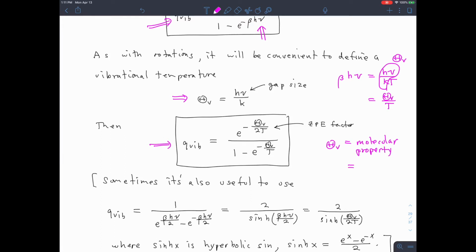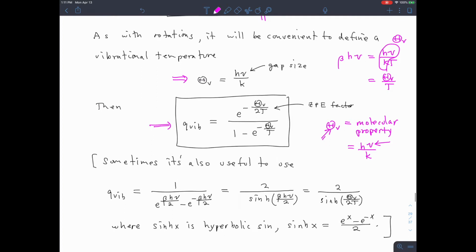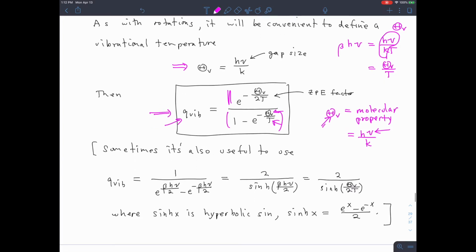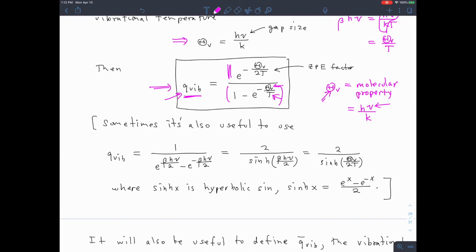It depends on the fundamental vibration frequency. So the higher the fundamental vibration frequency is, the higher the vibrational temperature will be. So it represents the vibrational properties of the molecule. Then our partition function becomes this ZPE factor divided by 1 minus e to the minus theta V over T. A pretty simple formula, at least if we're worrying about how it depends on temperature, which is really the only thing it depends on, right? T is the only thermodynamic variable that the vibrational partition function depends on.